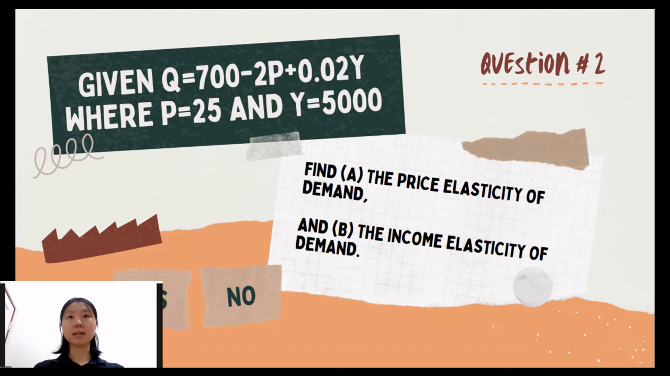Hi everyone, my name is Tan Xingyi and my matrix number is 278700. The question 2 is given Q equal to 700 minus 2P plus 0.02Y, where P equal to 25 and Y equal to 5000. Question 2a is find the price elasticity of demand.